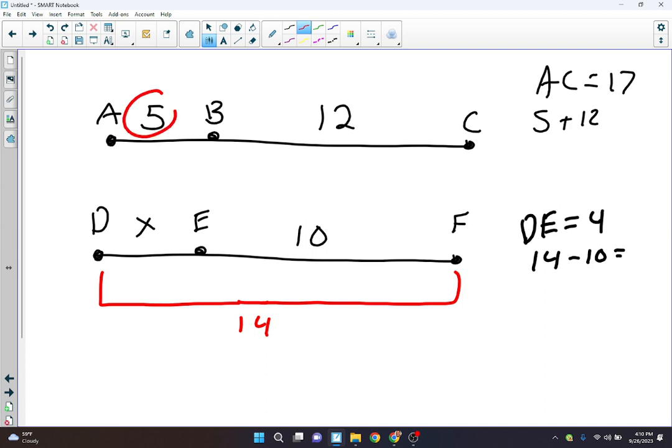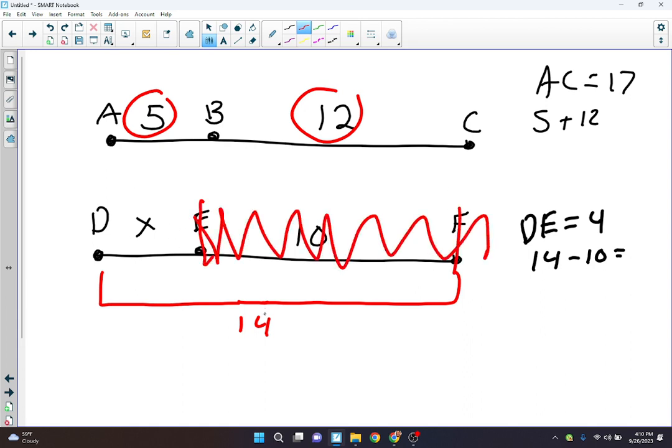So in this part, I have two pieces that together make the big line AC. So I must add them together because I'm looking for AC. While in this one, I'm missing DE. I know the whole thing, and I take out the little piece right here. If I take that out, what's left over must be 4, because 4 plus 10 would give me 14. So depending on how I give it to you is how you have to do the math.